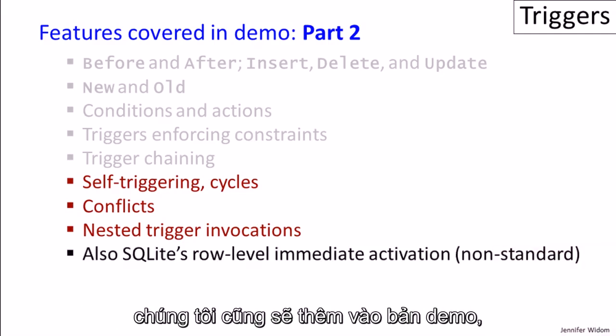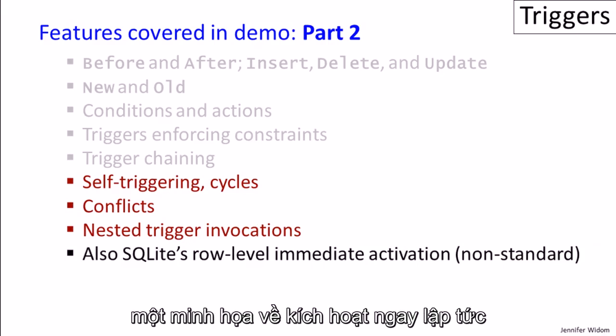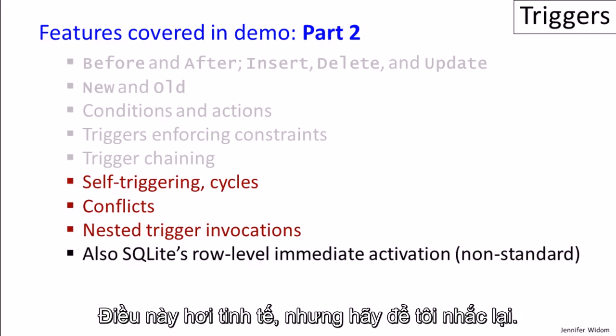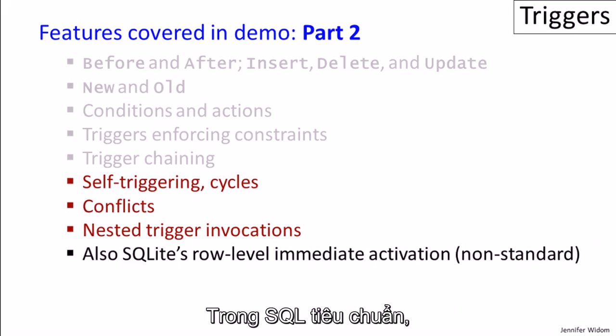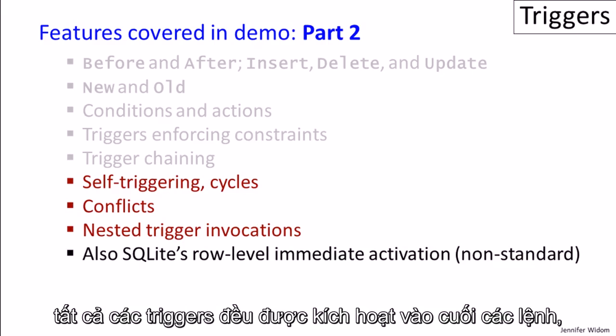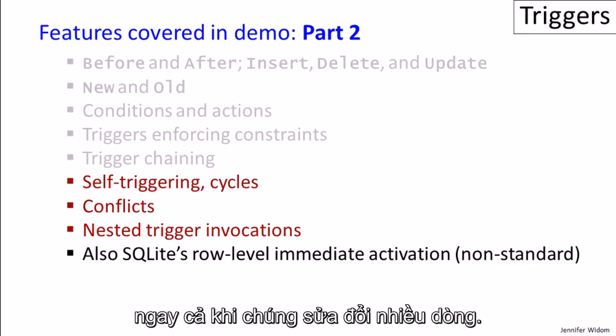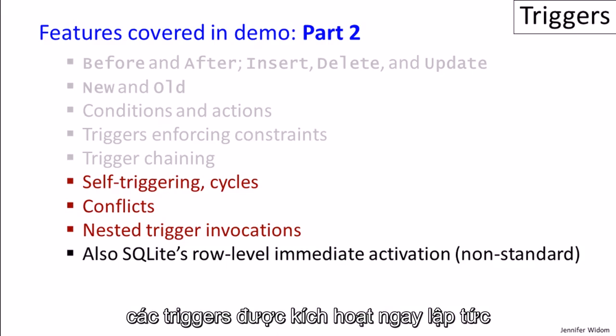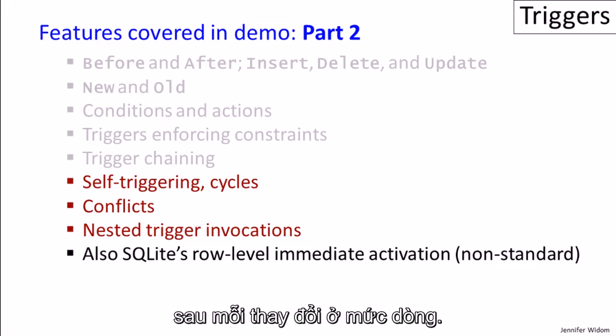And finally, we'll also add to the demo a demonstration of SQLite's row-level immediate activation. And again, that doesn't follow the standard. It's a bit subtle, but let me review it. In the SQL standard, all triggers are activated at the end of the commands, even if they modify multiple rows. Whereas in SQLite and also in MySQL, triggers are activated immediately after each row-level modification.